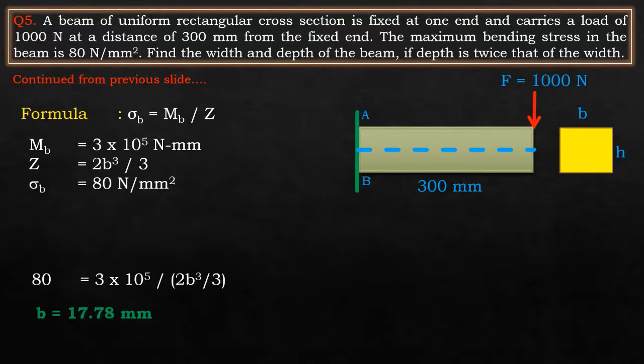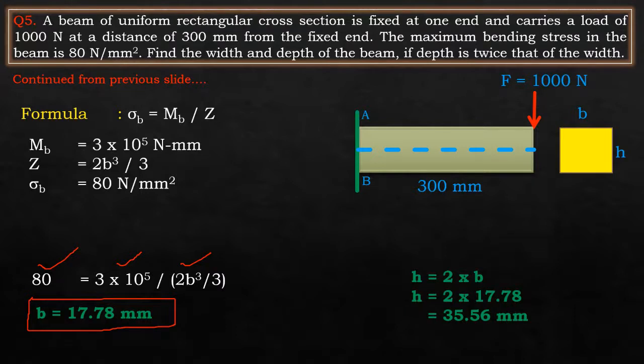So substituting these values, sigma b is 80 Newton per mm square, Mb is 3 into 10 power 5 Newton mm, and Z is 2b cubed by 3. We'll get the value of b as 17.78 mm. Since we know that h is equal to twice the width, we'll also find the value of h as 2 into b, so 2 into 17.78 mm, 35.56 mm is the answer for h. Thus, we are able to find the width and height of the cross section of this cantilever beam.